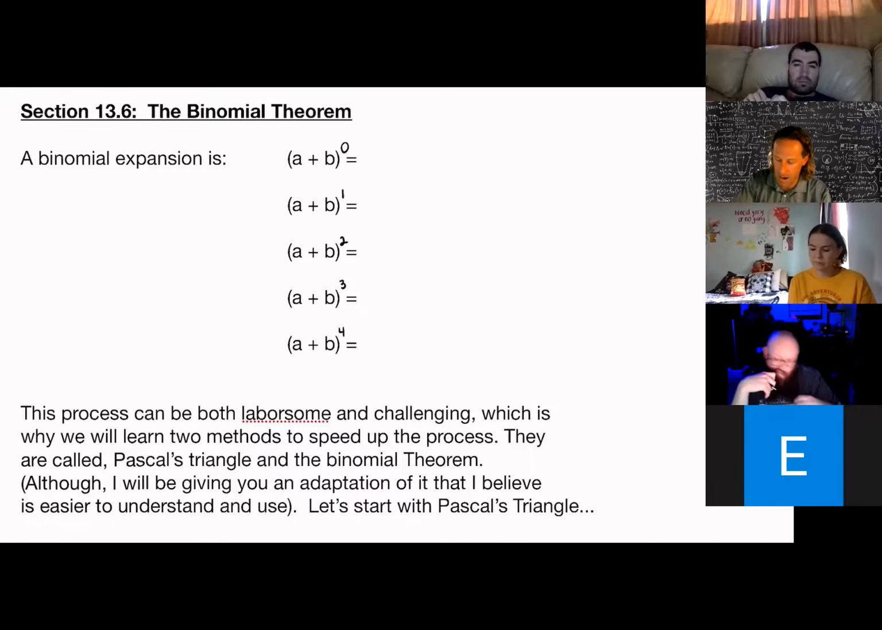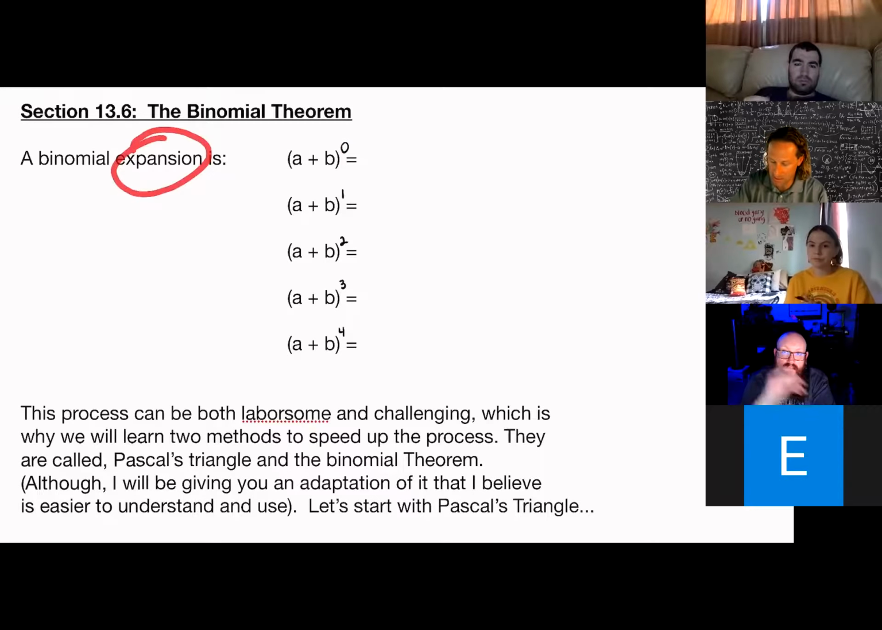So what is a binomial? Bi meaning two, nomial meaning names or terms. So a binomial is when we have an a plus or a minus b. Now remember, this can be anything.